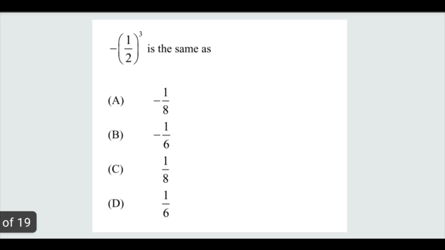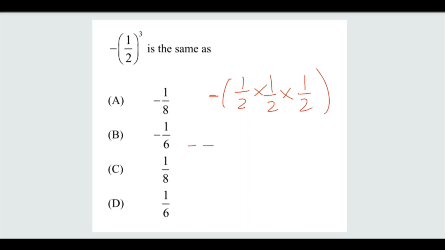So this one says negative, and you got 1 over 2 raised to the third power. So this is negative, and this 1 over 2 is raised to the third power. So this will be 1 over 2 times 1 over 2 times 1 over 2. That is equal to negative 1 times 1 times 1, over 2 times 2 is 4, 4 times 2 is 8. And that is equal to negative 1 over 8, which is equal to A. Right?